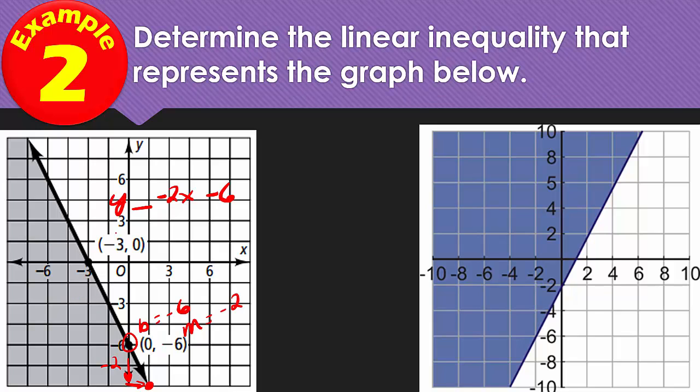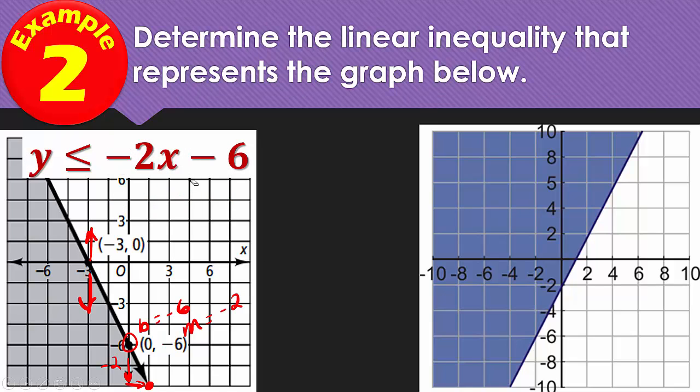In this case, yes. If the line has an angle to it, you look and see if it's above or below. Even though you're like, oh, well, this is to the left, no. If it has an angle, just say, okay, is it above or below? It's below. So that means it's opening away from that. So our final answer would be y is less than or equal to negative 2x minus 6.